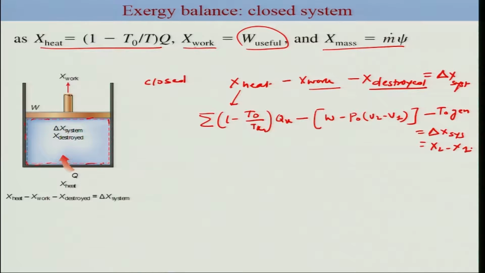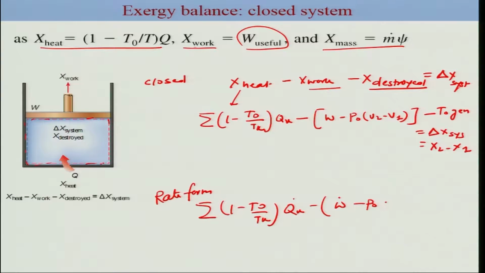Okay, you can write this in terms of rate form. For the rate form, you have the same expression, except that you have to write dot, and W becomes the rate, and P0 dV system by dt, that will be the rate of change of the volume, minus T0 S generation dot, okay, that will be dX system by dt. So that will be your expression for the rate form.